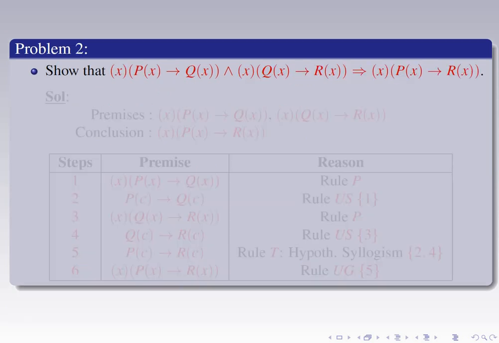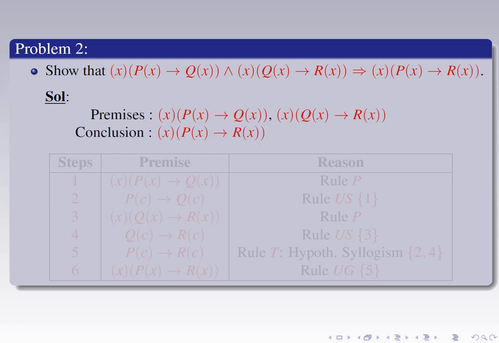We continue with the second problem. Problem number 2. Show that for all x, P(x) implies Q(x) and for all x, Q(x) implies R(x) implies for all x, P(x) implies R(x). As usual, consider the left hand side as premises. So two different premises are given here and the right hand side will be considered as the conclusion. Hence, the premises are for all x, P(x) implies Q(x), for all x, Q(x) implies R(x). And the conclusion is for all x, P(x) implies R(x).